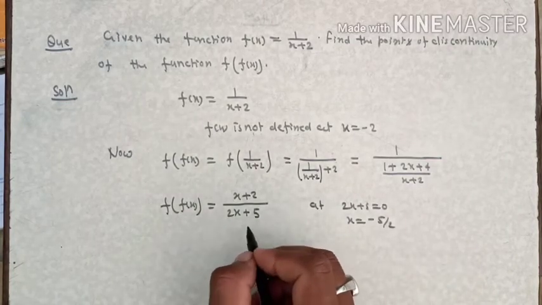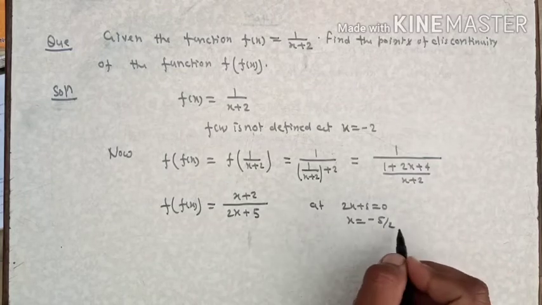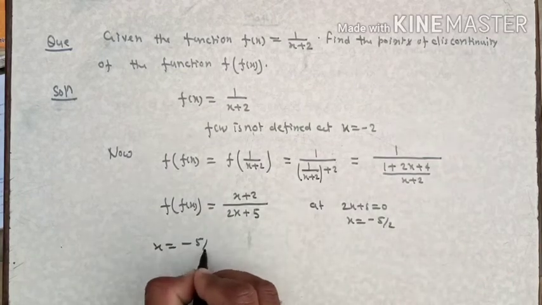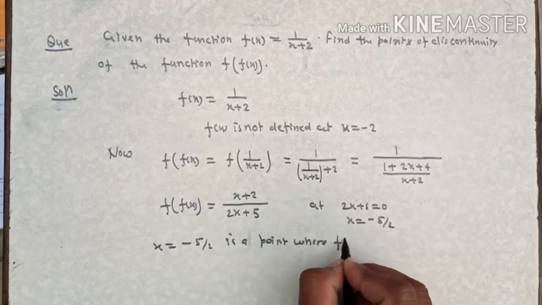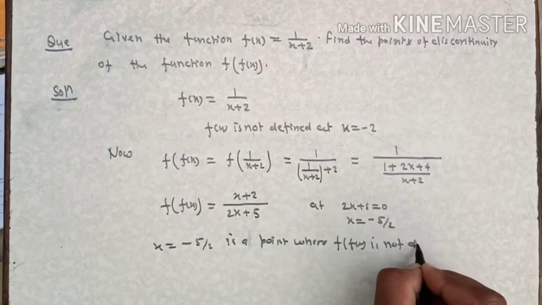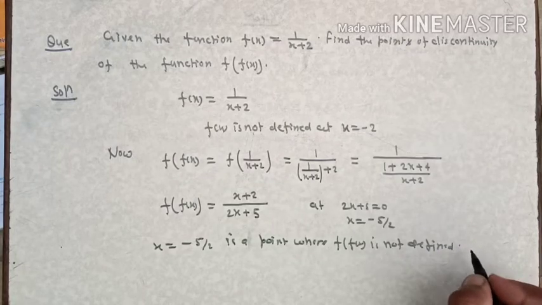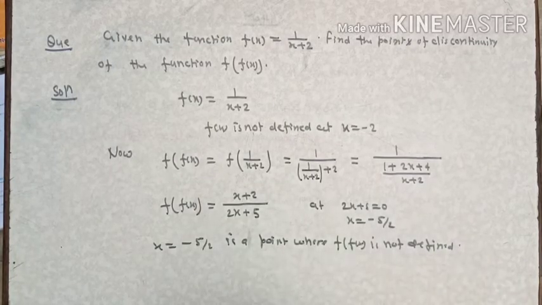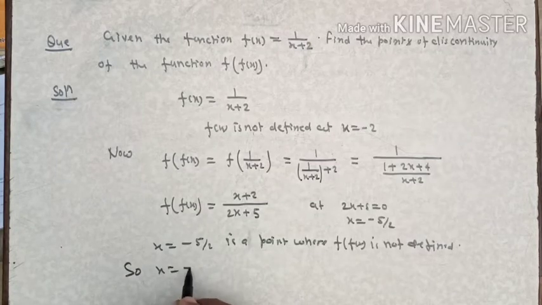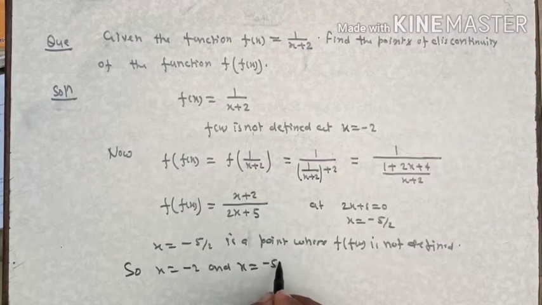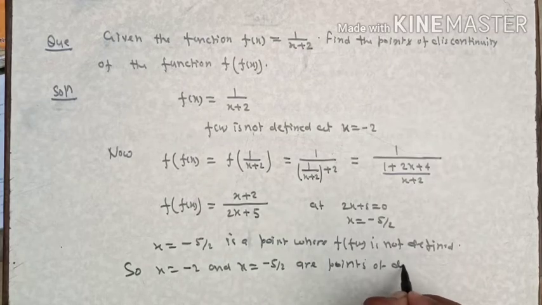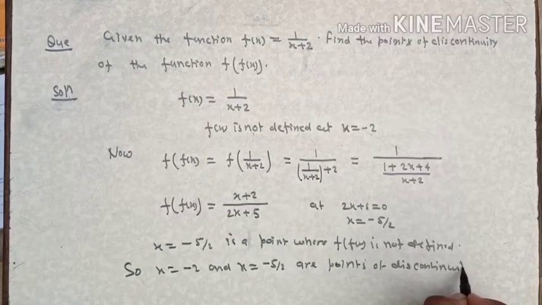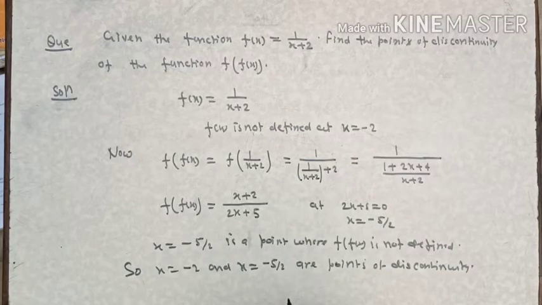If the denominator is equal to 0, the function is not defined. So 2x plus 5 equal to 0 means x is equal to minus 5 by 2. It means x is equal to minus 5 by 2 is a point where f of x is not defined. It means it is a point of discontinuity. So x equal to minus 2 and x equal to minus 5 by 2 are points of discontinuity, 2 points at which the function is not continuous.